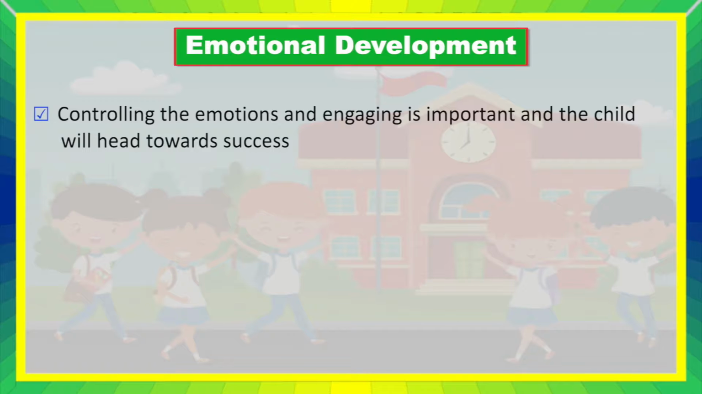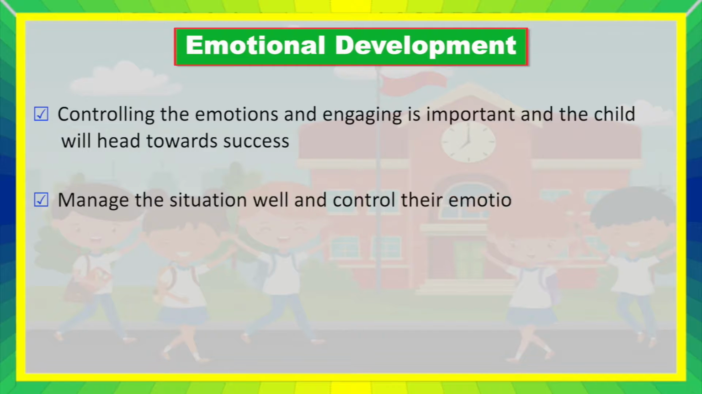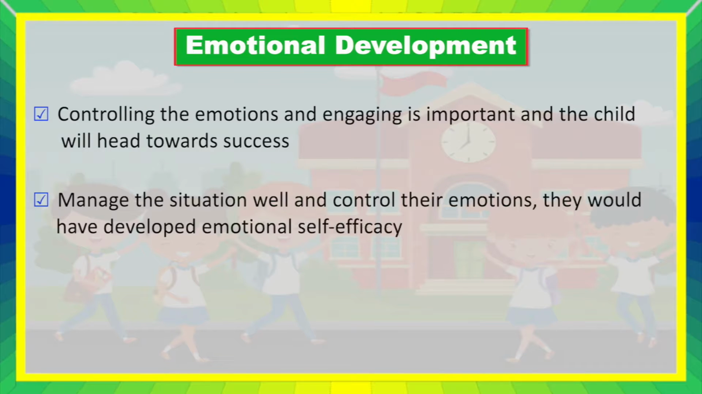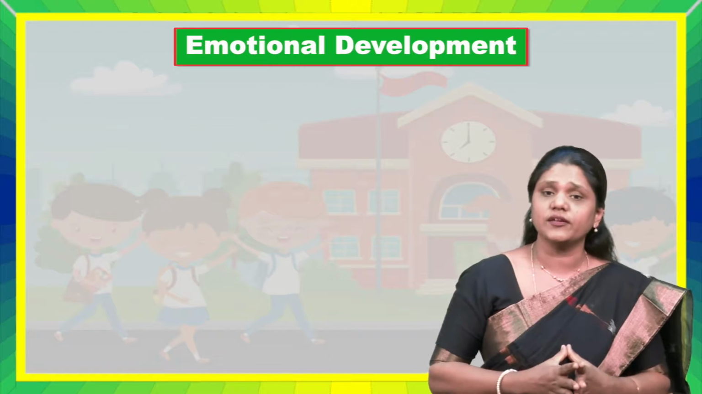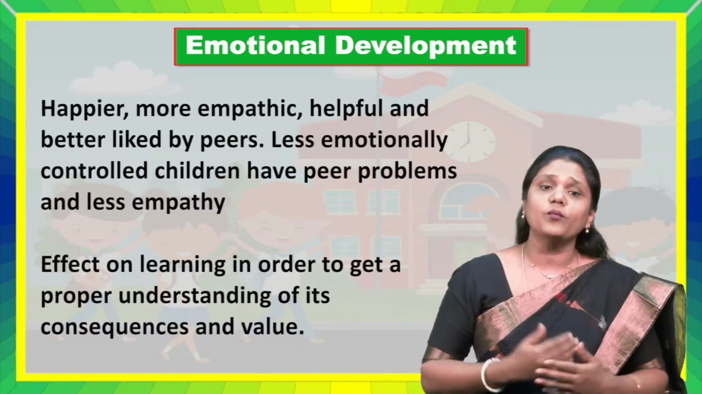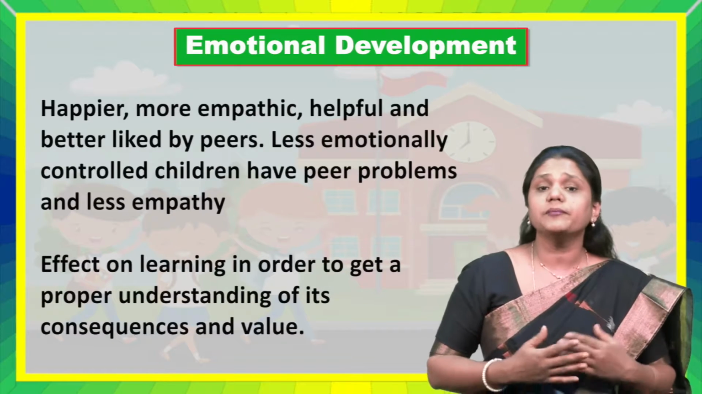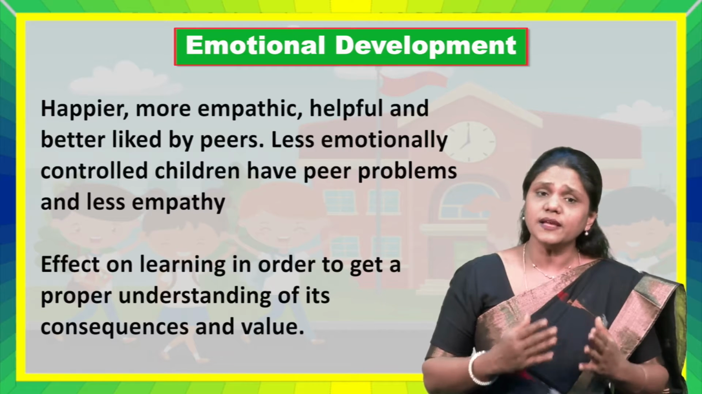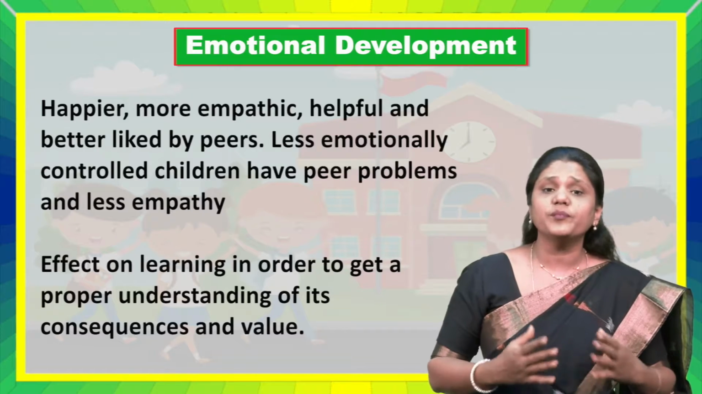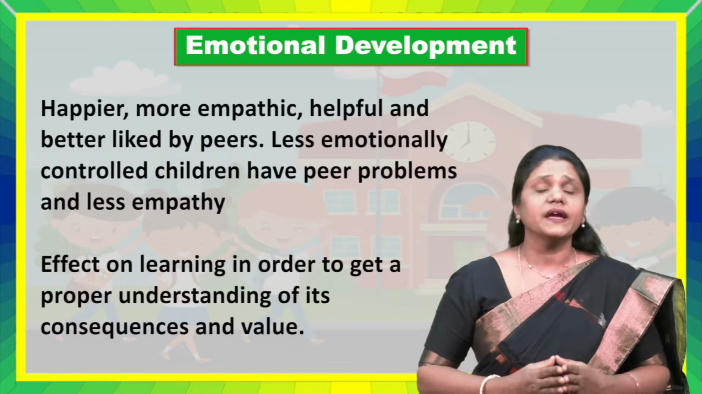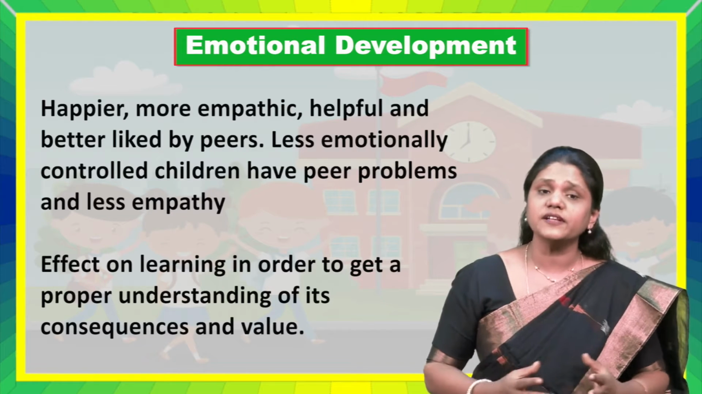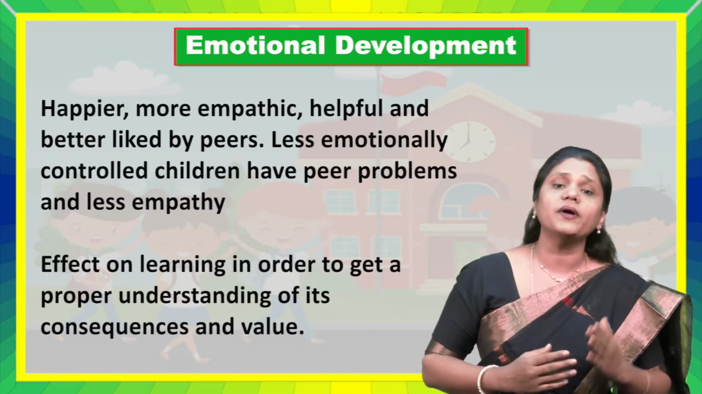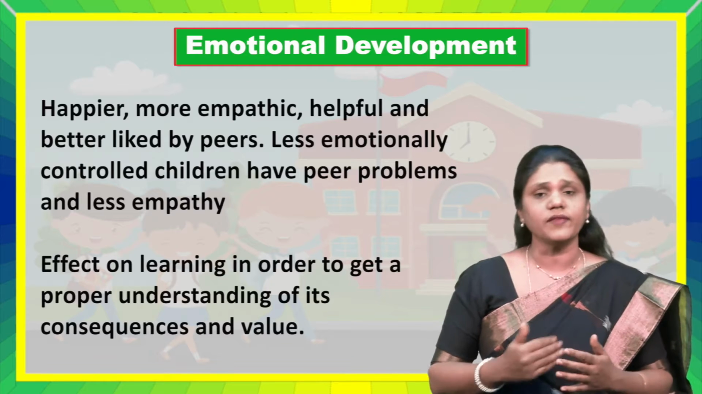At the same time, if they can manage the situation well and control their emotions, they would have developed emotional self-efficacy. Children in middle childhood years with this kind of emotional development tend to be happier, more empathetic, helpful, and better liked by peers. Less emotionally controlled children have peer problems and less empathy. It is therefore important to get deeper into the emotion and its effects on learning in order to get a proper understanding of its consequences and values.